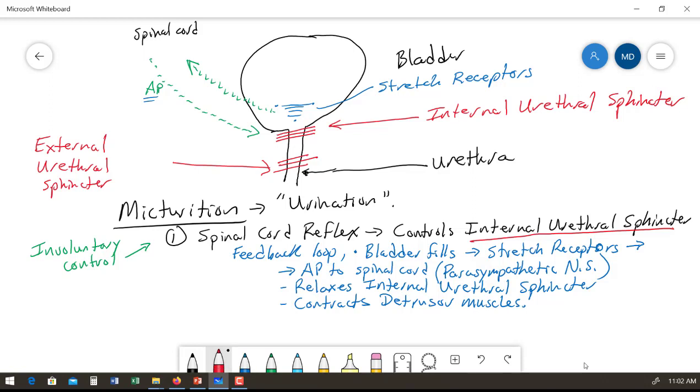The detrusor muscles are a set of muscles that overlie the bladder, and they actually run in several directions. So I'm just going to kind of overlay them here. Something like this. And so this red site here is detrusor muscles.